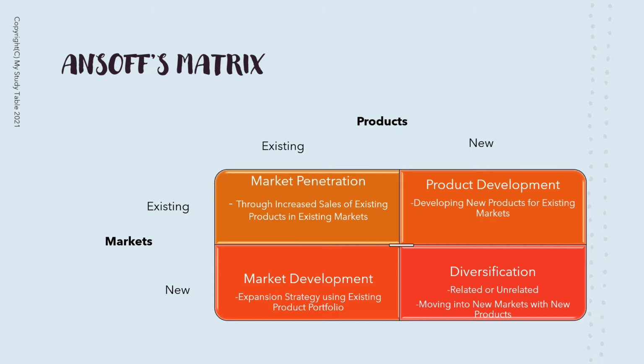So here, if we go through the entire matrix, you will see that we have divided the markets into existing and new, which means, would the company want to remain in the existing market or would they want to venture into newer markets? Similarly, when you have products, here the company could remain with the existing product portfolio that they have, or they could look at newer product portfolios.